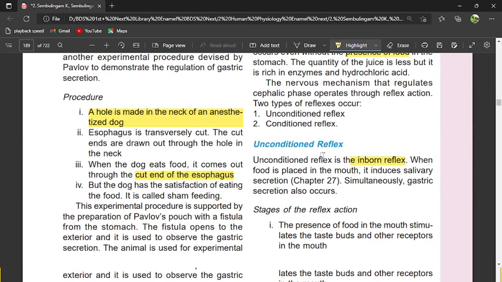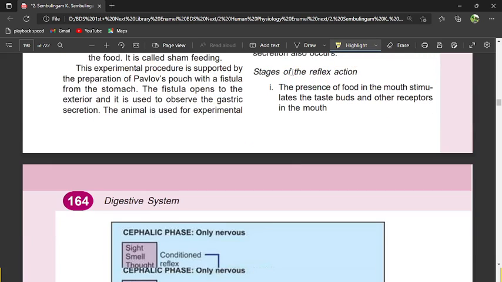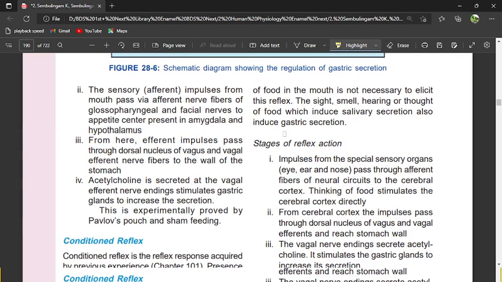Okay, students. So what are the stages of the reflex action of food? Food is placed in your mouth. So the food meets the taste buds, and there is direct salivary secretion.